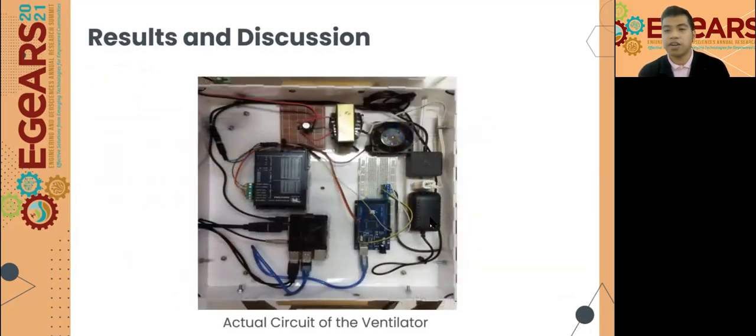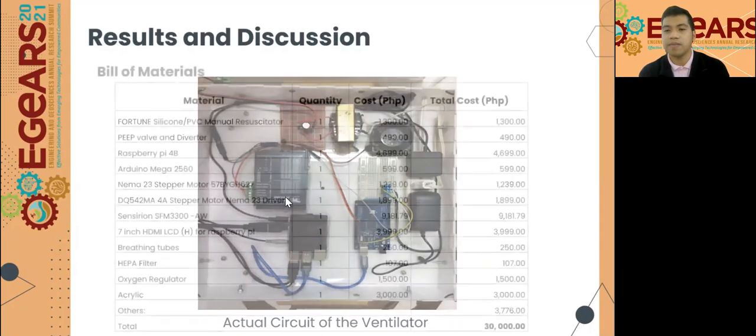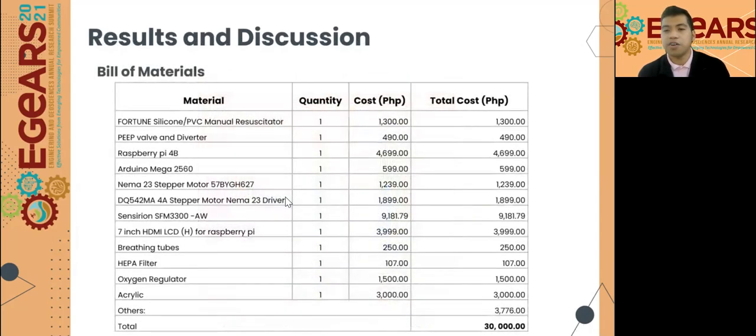Next is the circuit of the ventilator. So we had the Raspberry Pi and Arduino and other components. The overall cost of the materials that we used for constructing this ventilator is around 30,000 pesos, including other parts like the exhaust fan, speaker, and so on.